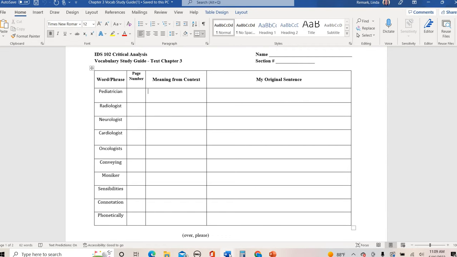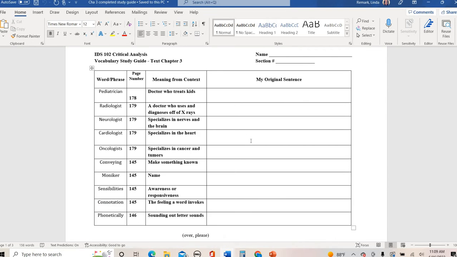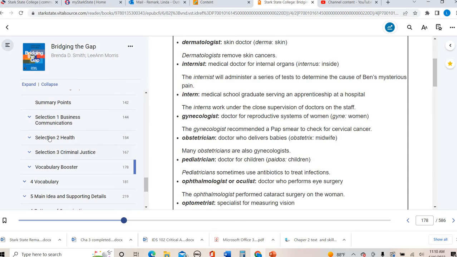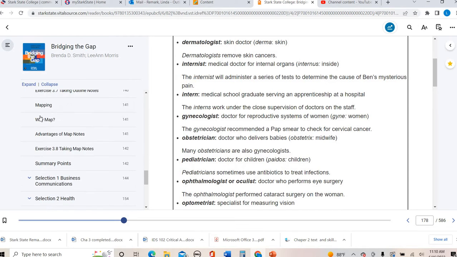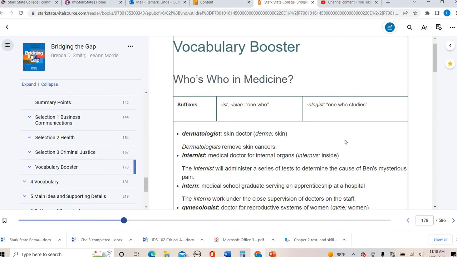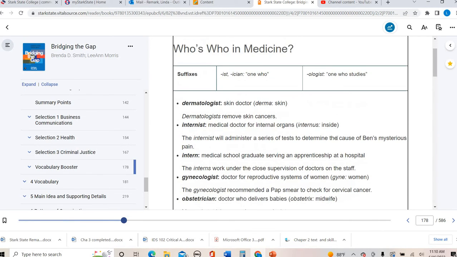Okay, so as I've done for chapters 1 and 2, I'm going to pull up my completed study guide so that it's already there and I can go through these without having to type and take up more time. The first set of words right here come from what's called our vocabulary booster. So I'm going to go back into our textbook, in chapter 3 on the table of contents, and click vocabulary booster. This is where these words are coming from, just as a reference.